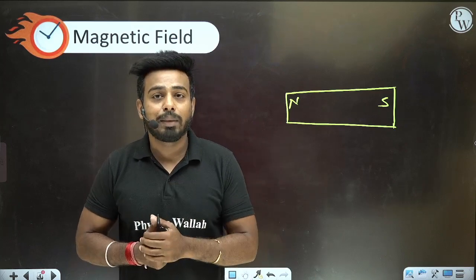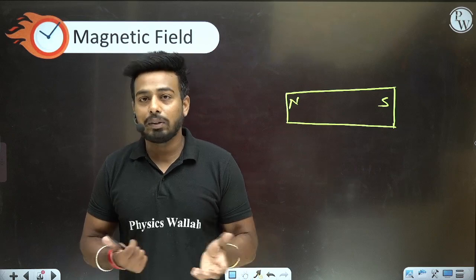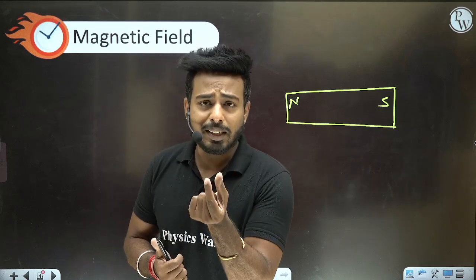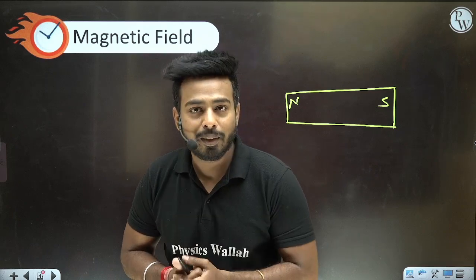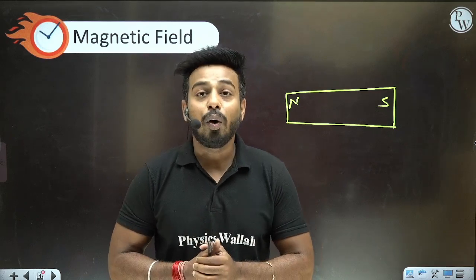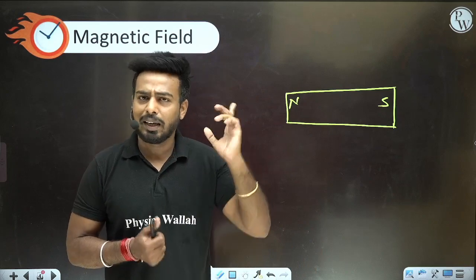Have you ever seen a compass? Yes, we already know about the compass. What is a compass? A compass is commonly used to find direction. And what is the principle of this compass? The principle of this compass is the magnetic field.